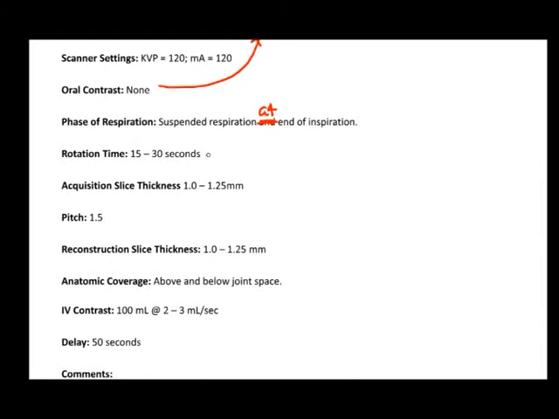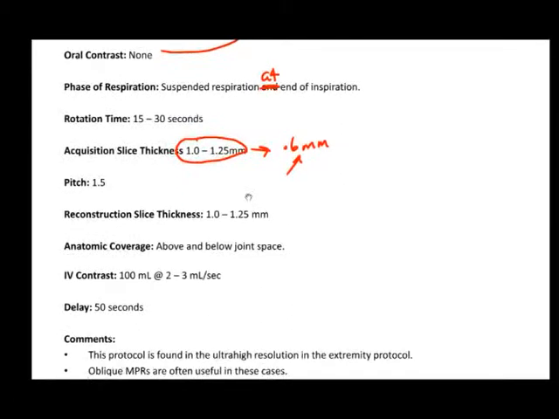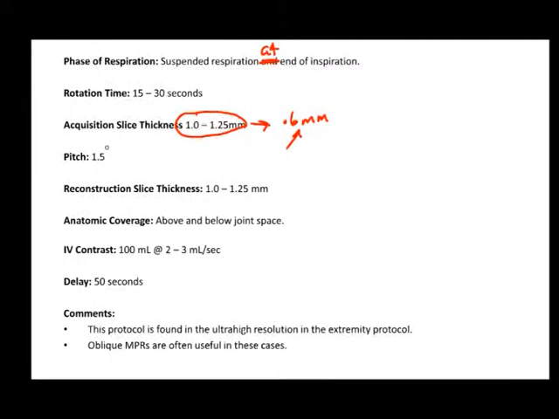The acquisition slice thickness, because we're dealing with a very small portion of the anatomy, is going to be 1 to 1.25. Many scanners will even go down to 0.6 millimeters, and this would be adequate as well, simply because you're wanting to get the most resolution that you can, so that you can demonstrate any certain points of the anatomy. Pitch is going to be 1.5 yet again, and reconstructed slice thickness is going to pretty much mirror our acquisition slice thickness. The anatomic coverage is going to be above and below the joint space.